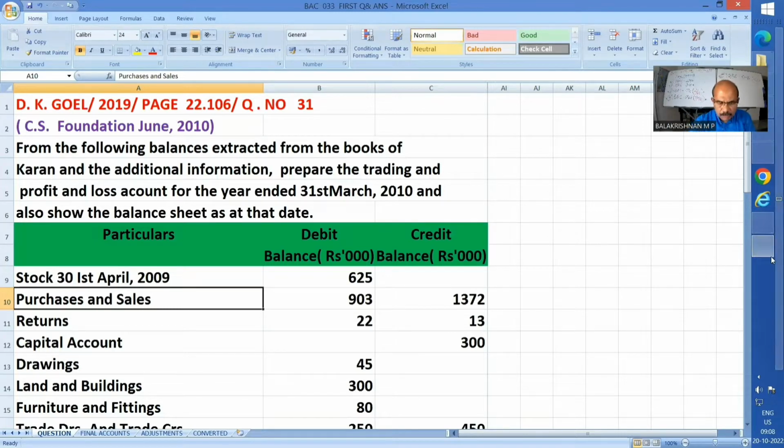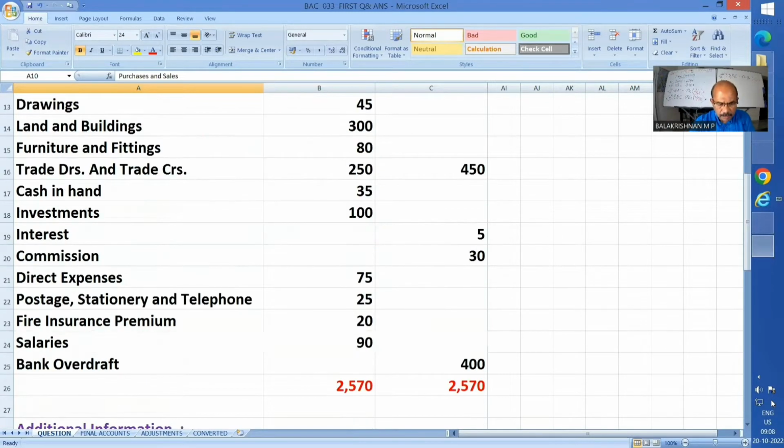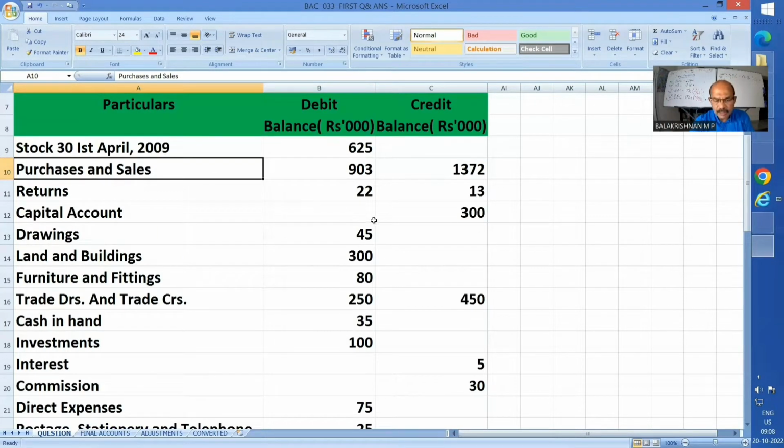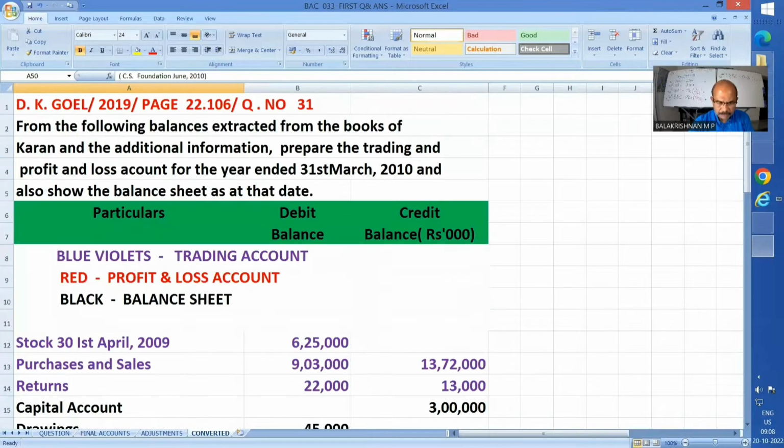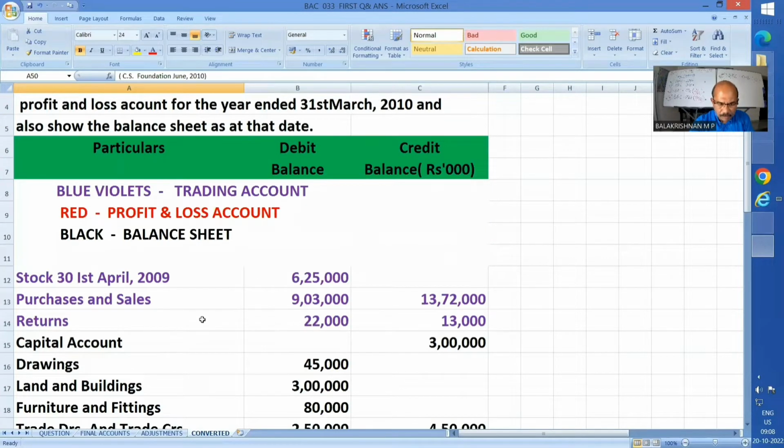Well, at the outset, you see that they have given us a trial balance. However, figures are in thousands. So let me at the outset convert it into proper figures. Yes, I have converted it into proper figures for your convenience.